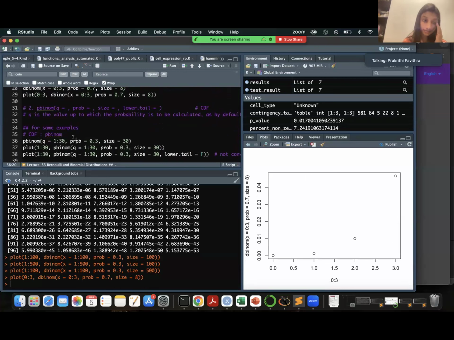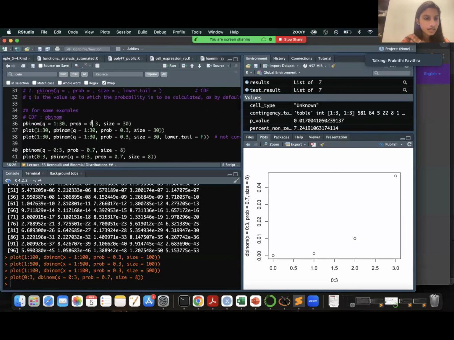So P binom is when you want to calculate the CDF. We know that in this case we saw a peak like this, but the CDF is a cumulative function. It's a non-decreasing monotonic function, which means it doesn't decrease. You don't see a decreasing curve. It just goes to the peak, and it might flatten out.